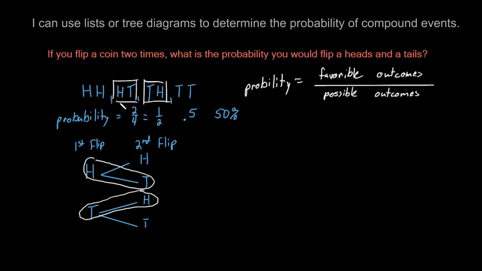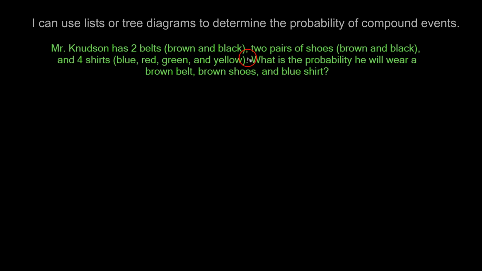Let's look at another, a little bit more complex example. So this one's a little bit of a personal example here. It says Mr. Knudsen has 2 belts, brown and black, 2 pairs of shoes, brown and black, and 4 shirts, blue, red, green, and yellow. And I actually do not have a red, green, or a yellow shirt, but just for this problem, I just put that down. I thought it might be a little bit easier.